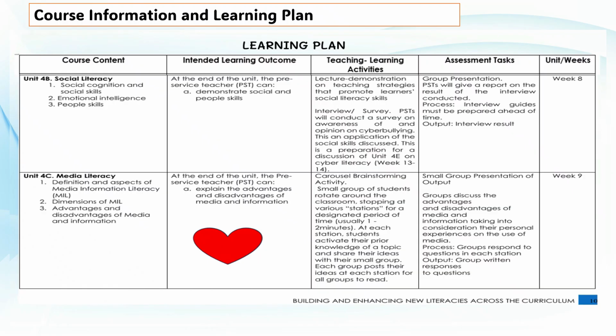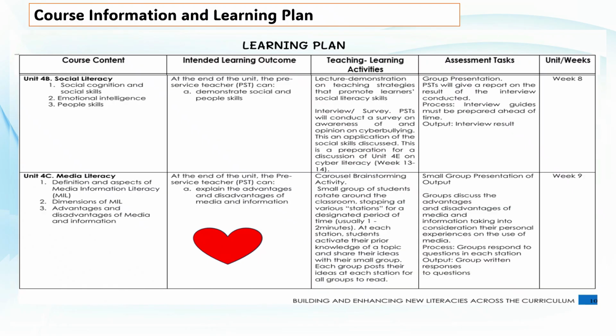Unit 4B, Social Literacy. Social literacy involves the ability to interact effectively with others, guided by empathy, respect, and awareness. Its components include social cognition and social skills, emotional intelligence, people skills.